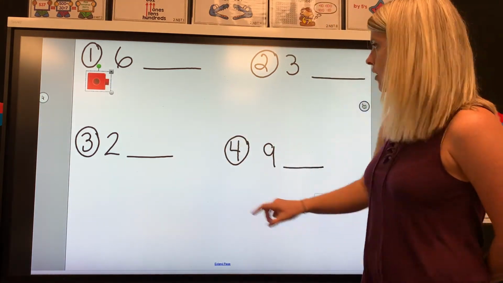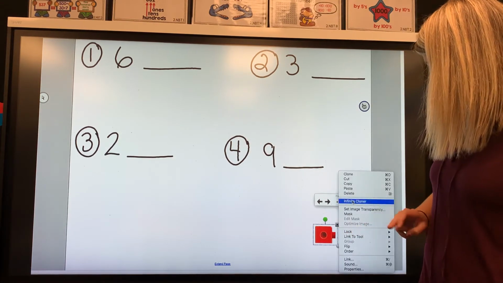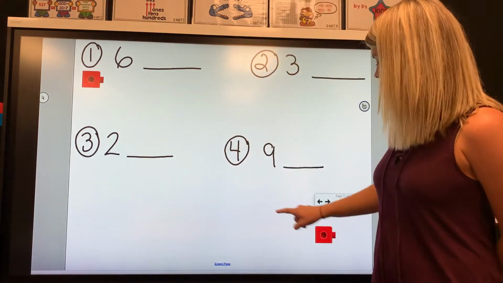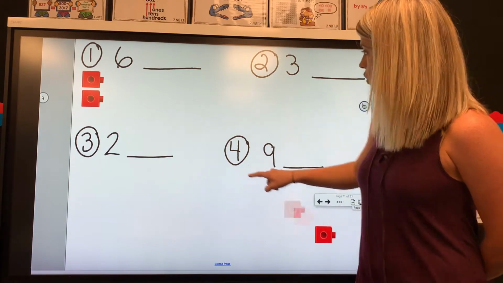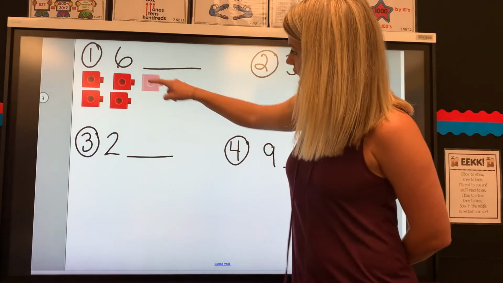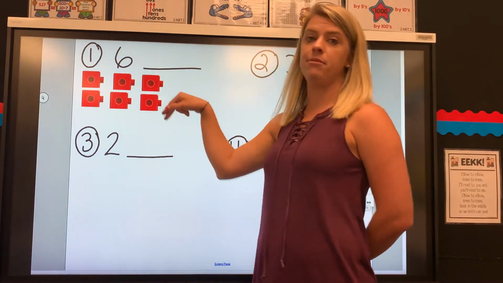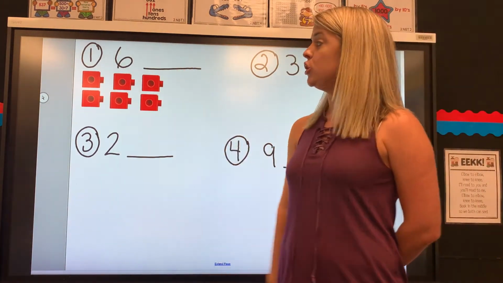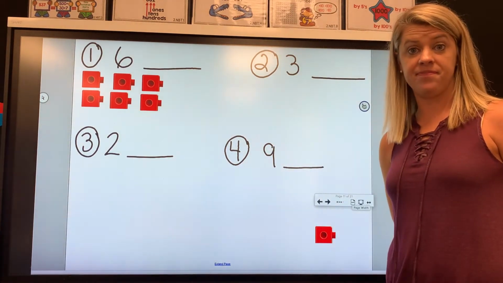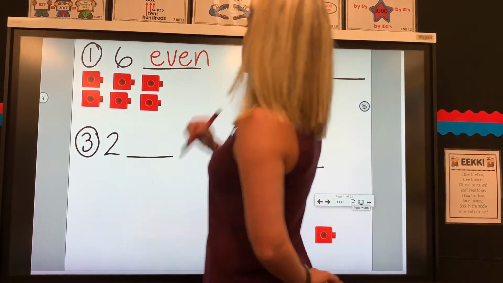Here we go. Uh-oh, I forgot to make that one a cloner. So let's do that real quick. I'm going to make it an infinite cloner, which means I can do it over and over. Here we go. 1, 2, 3, 4, 5, 6. Now, do you see how Miss Gates remembered to set them up in pairs so it was easy for me to see? I have 6 cubes and I see that none are left over. What does that tell me? That's right, that tells me that 6 is going to be an even number.